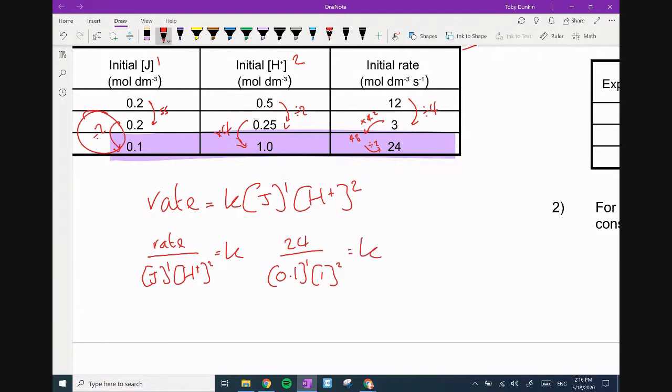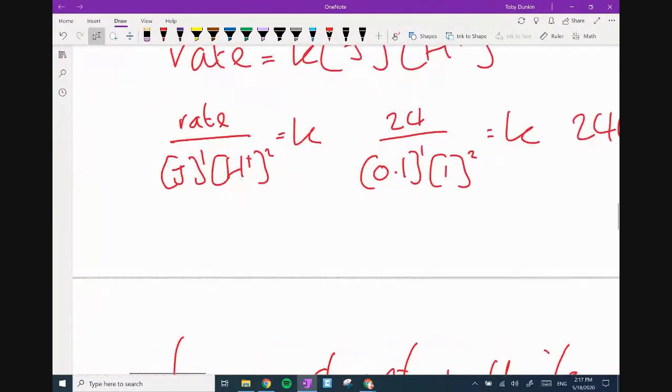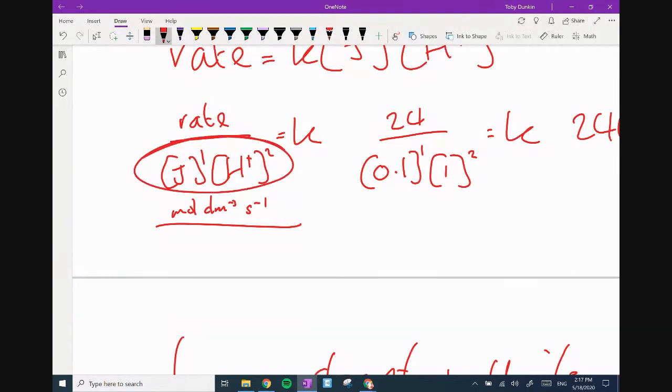Let's run it through my calculator. 24 divided by brackets 0.1 multiplied by 1 squared. So I get a value of k of 240. Now my units are different. Moles per dm cubed per second over 3 of them. The overall order tells you the number that go on the bottom. So moles per dm cubed, moles per dm cubed, moles per dm cubed. Right, cancel what cancels.